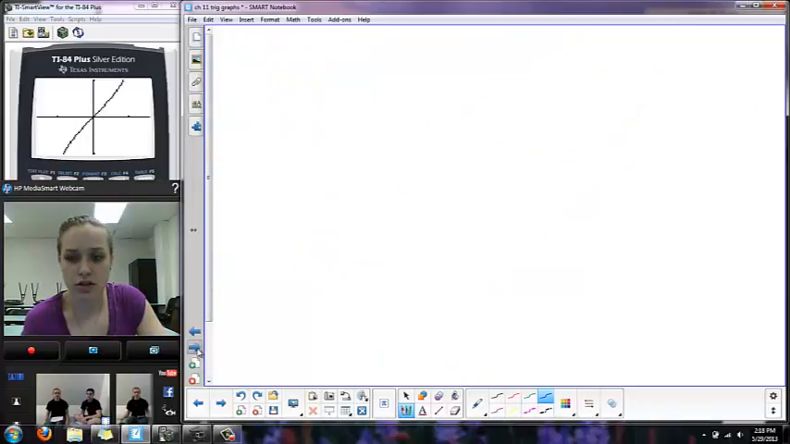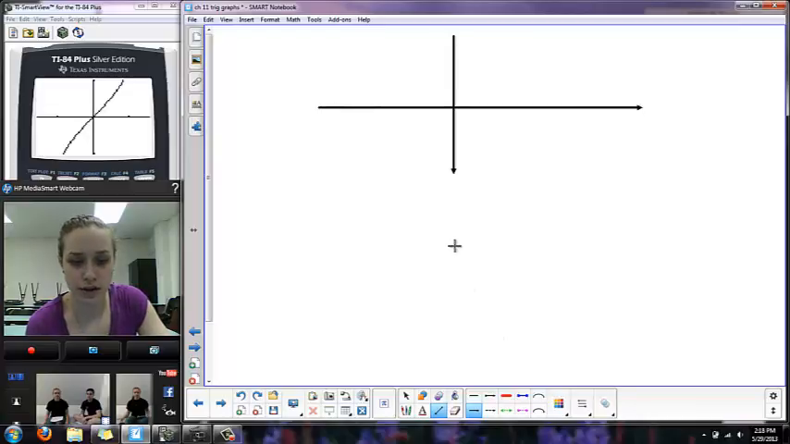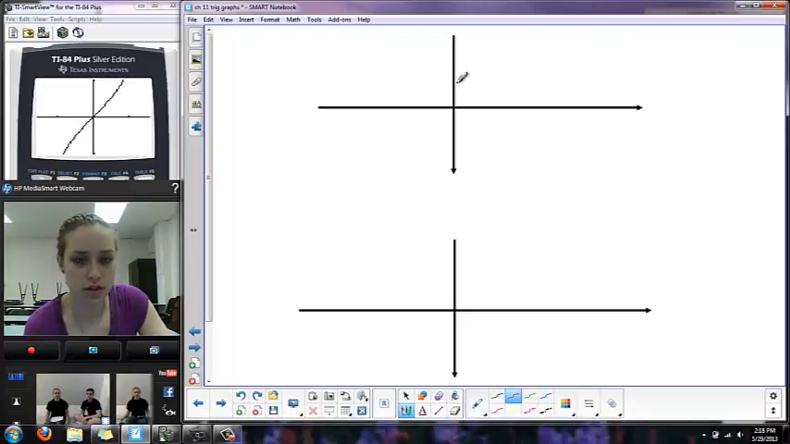Alright, so let's start talking about the inverse of cosine. So the first thing I'm going to do is same thing I did before. I'm going to draw out the cosine curve for you really quick, and then we're going to see what the inverse cosine curve looks like. Okay, so this is what the cosine curve looks like.